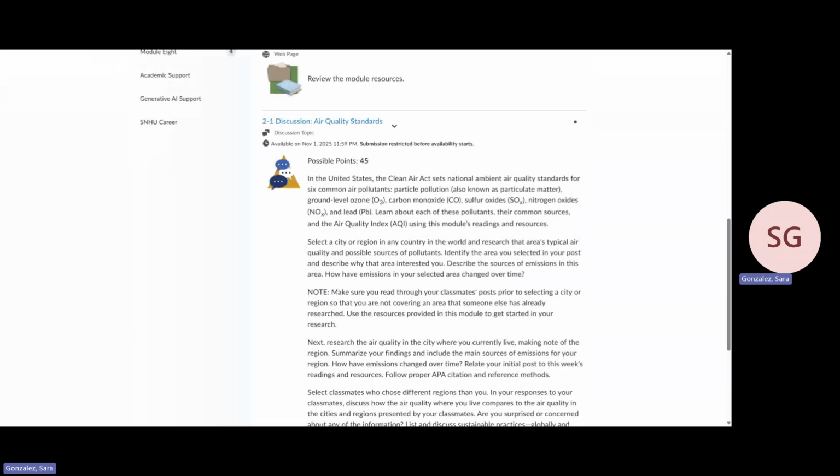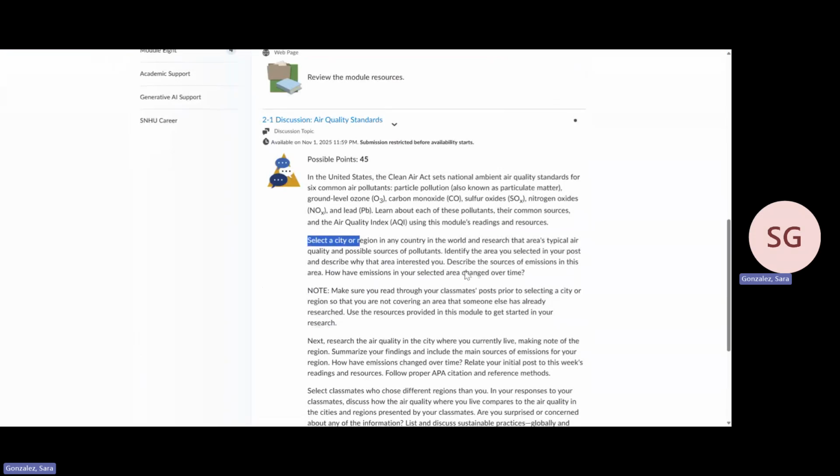So you're going to select a region or a city in any country in the world, and you're going to research the typical air quality and possible sources of pollutants. Identify the area that you selected and what interested you, and describe the sources of emissions in the area and how those emissions in your selected area changed over time.